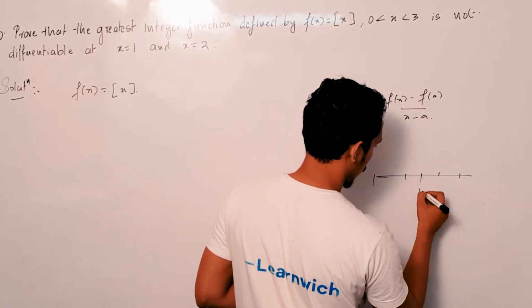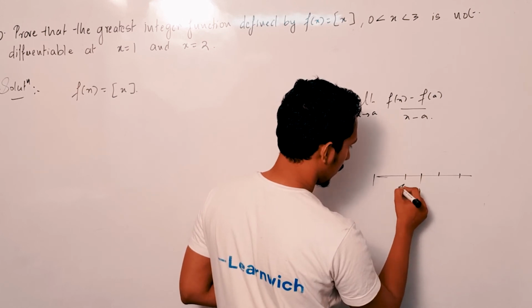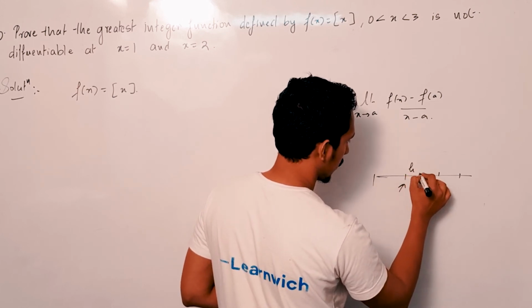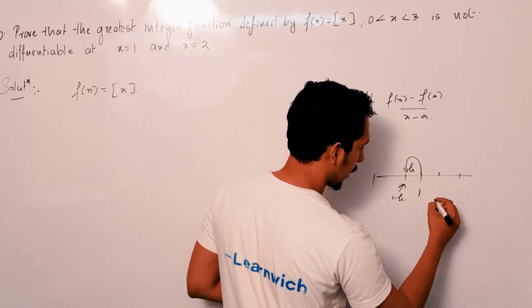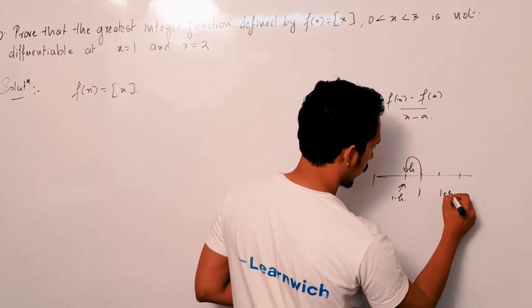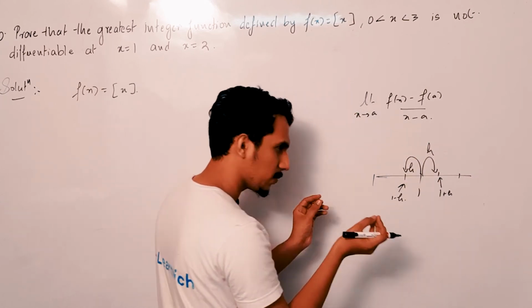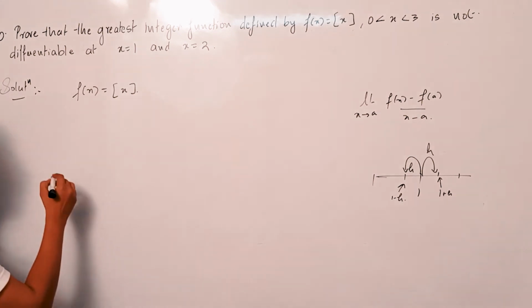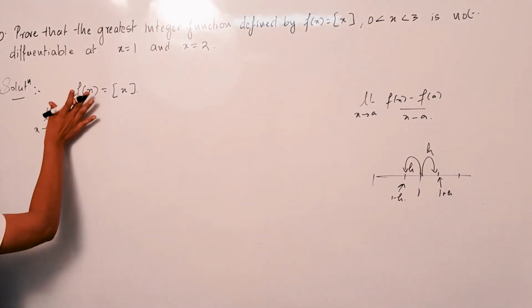Okay, so this is 1. To the left of 1, let this be the point and this difference be h. So this point is 1 minus h, and to the right I am going to take 1 plus h. This point is 1 plus h, and there's a small difference h which is very close to 0. So let's apply the limit at x is equal to 1.